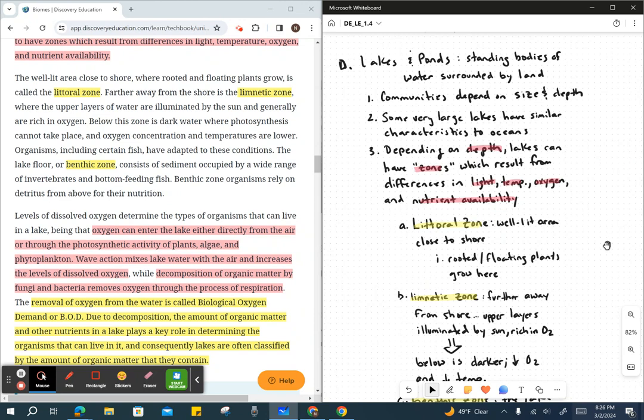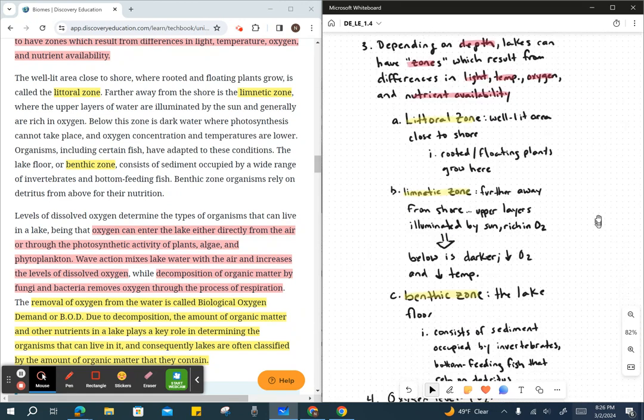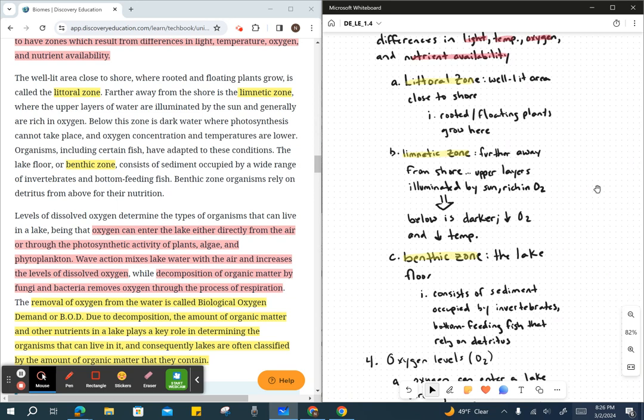All right, so let's first talk about the areas that are, if you're talking about a lake or a pond, the areas closest to the shore. These are your littoral zones. They're well lit. You tend to see plants growing here. Some of the plants are rooted in the dirt underneath, some are floating.